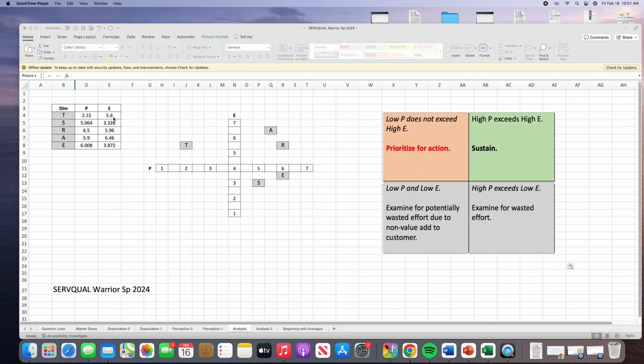For example, to plot this T here for tangibles, we start first with our perception axis, which is our horizontal axis, and we walk out to this column at 2.15. Now, how do we know that we're not over here? Well, it's not over 2.5. If it was 2.56, we'd be in this column. Because it's 2.15, we're in this column. Then, to determine whether we go up or down and how far, we look at the expectation axis, and we walk up to 5.6. We didn't go here because we're greater than 5.5. So we do that for each of the respective dimensions of service quality.